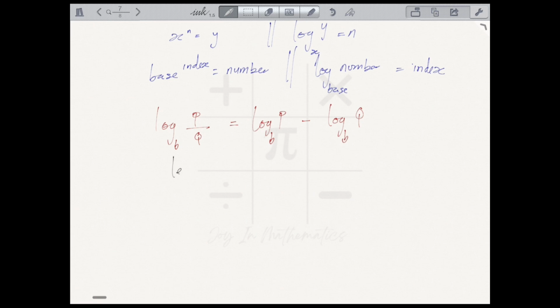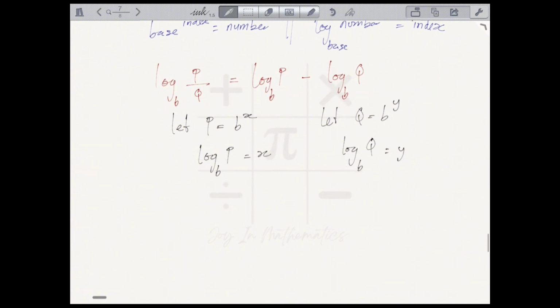So, like we did before, let p be equal to b raised to power x, and likewise let q be equal to b raised to power y. Now, this is the index form. Let's rewrite it in logarithm form. So this will give us log p to base b is equal to x, and likewise log q to base b is equal to y.